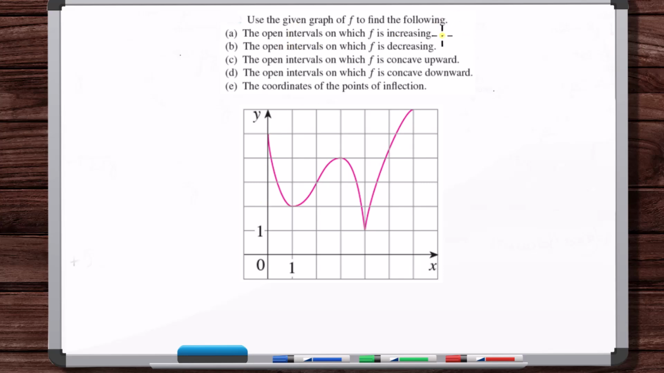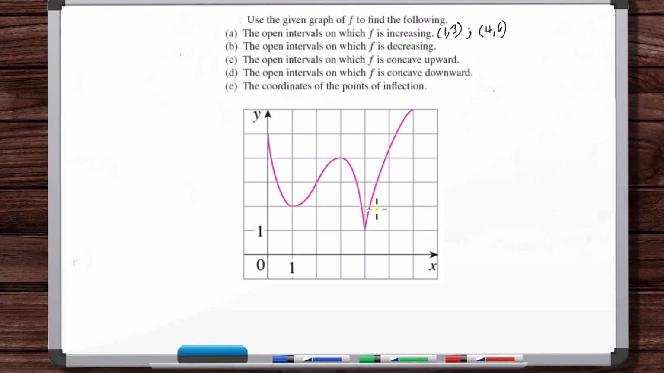So it's increasing from 1 to 3. It says open intervals because technically it's not increasing at 1 or at 3, right? But on the open interval from 1 to 3, it's increasing. And then on the open interval from 4 to 6, it's increasing. Which means that on these intervals, the first derivative of this function would be greater than 0.